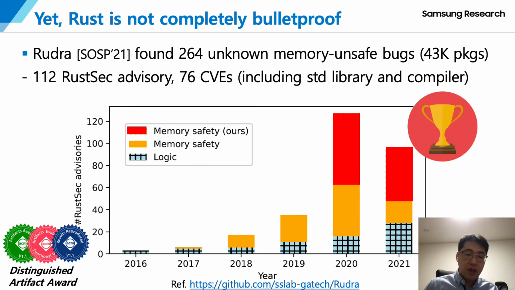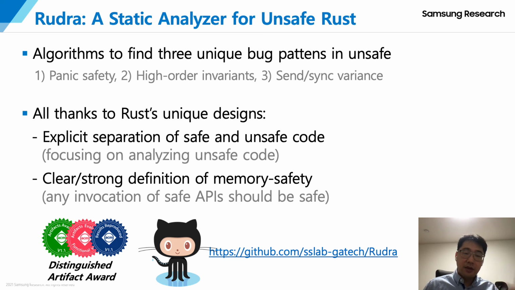With our tool, we found over 200 memory unsafe bugs in the Rust packages, which represent about 50% of such bugs in the entire history of Rust. In Rudra, we devised algorithms to find three unique bug patterns in unsafe code in Rust, namely panic safety, higher order invariant, and Send and Sync variance. If you'd like to know details of each type, please check our paper and code in the repository, along with a lot of POC exploits we wrote as a demonstration.